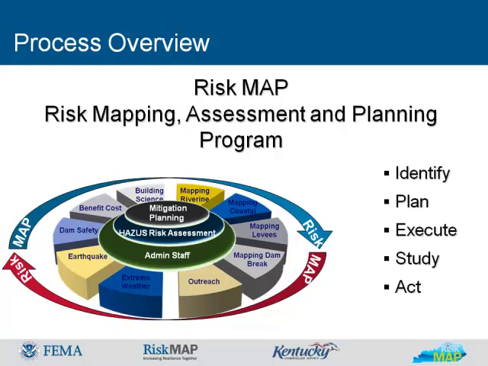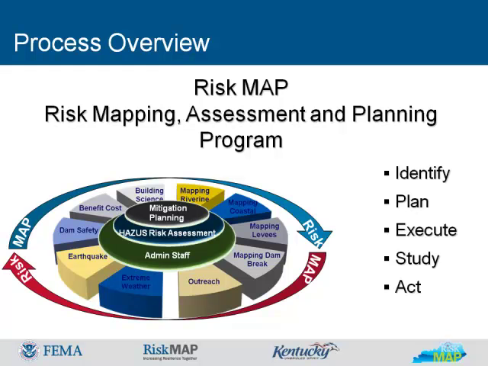FEMA's Risk Mapping Assessment and Planning Program, also known as RiskMAP, is taking a watershed approach to develop non-regulatory products, the Flood Risk Report, Flood Risk Database, and Flood Risk Map, and regulatory products including the Flood Insurance Rate Maps, Flood Insurance Study, and Flood Database. The goal for these products and datasets is for state and local officials to take actions that lead to flood risk reductions, sometimes referred to as mitigation.